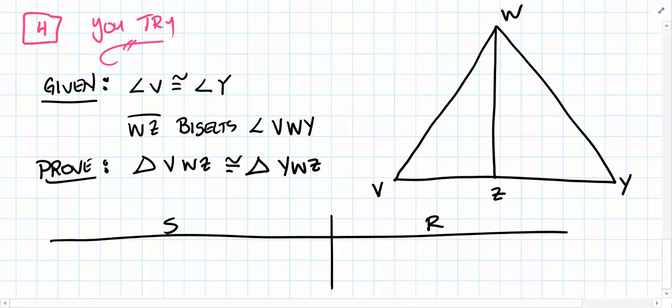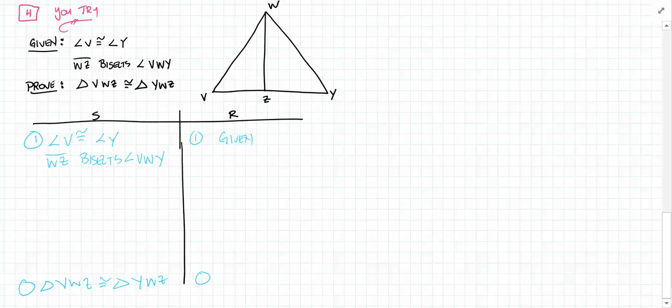Then you should have marked up the drawing. So angle V is congruent to angle Y. So this one is congruent to that one. That's an angle. You guys agree with that? Okay, so far we have an angle in play. Then what can we say? What else do we know? Yeah, Ashley, in the back. What do you got?